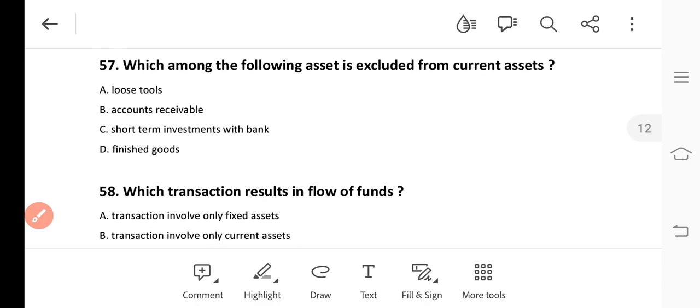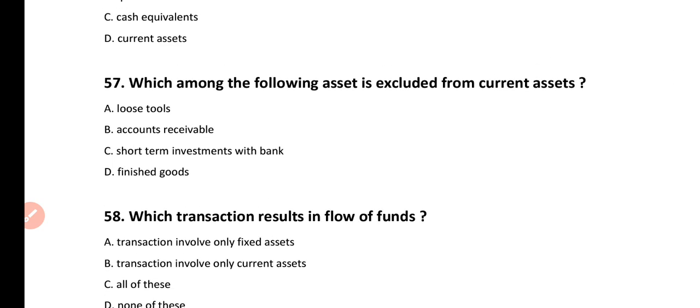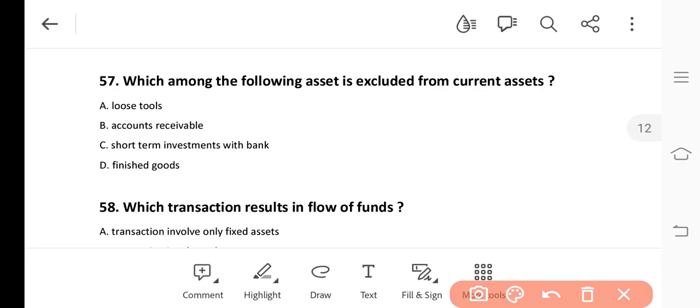MCQs number 57. Which among the following assets is excluded from current assets? Loose tools, account receivable, short-term investment with bank, finished goods. So the correct option is option A, loose tools. Loose tools are not included in current assets. Account receivable, short-term investment with bank and finished goods are current assets items.